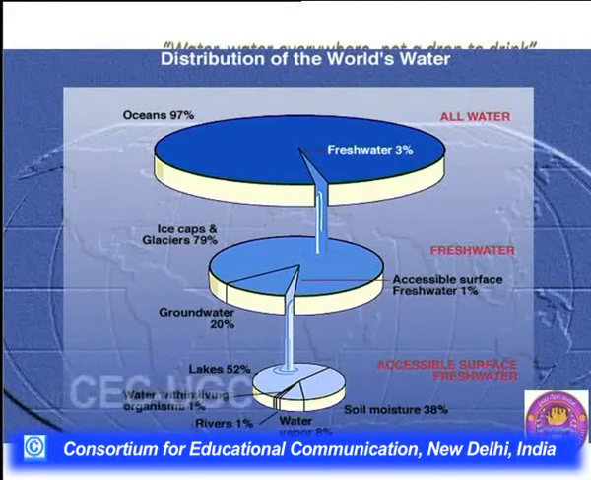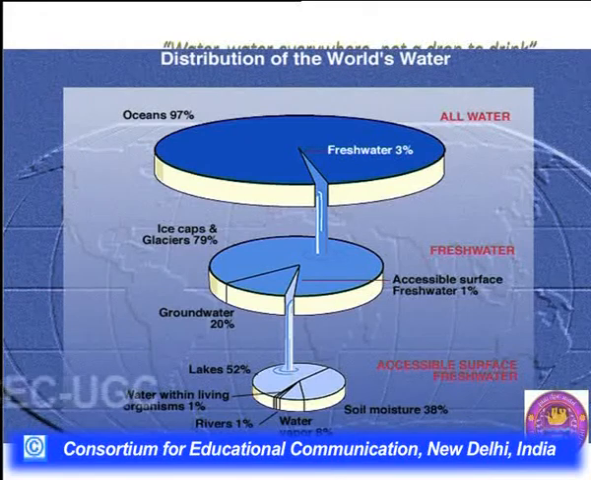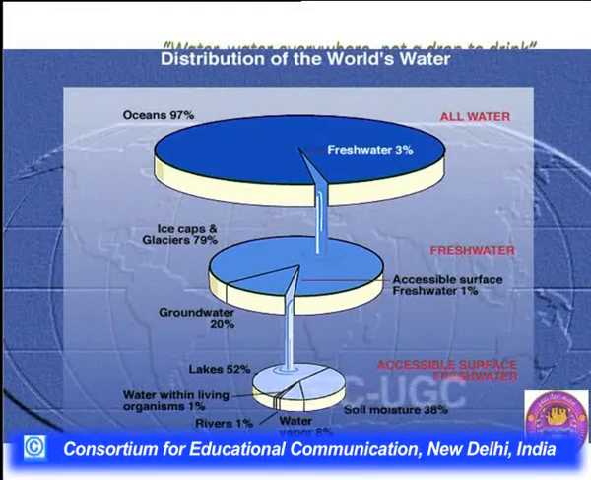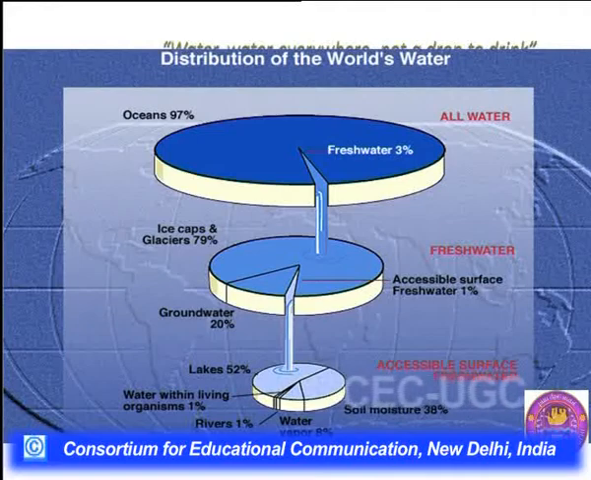Within the fresh water, we find that in the solid state, 79% is in the ice caps and glaciers, and groundwater is 20%. So again, only 1% is available as surface fresh water. Similarly, down the line, accessible surface fresh water is distributed in different places. So ultimately, the major threat for us is the available water, not the total natural water resources.